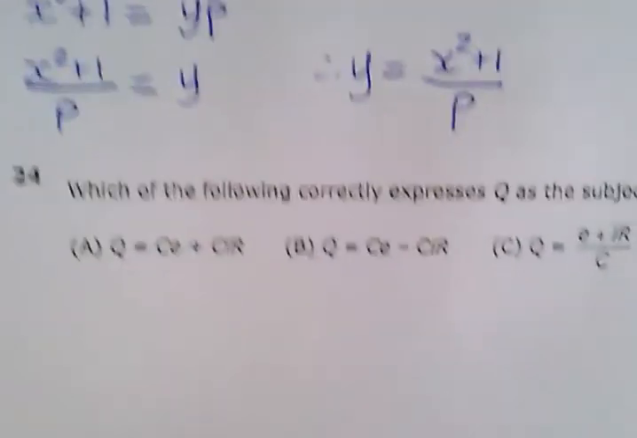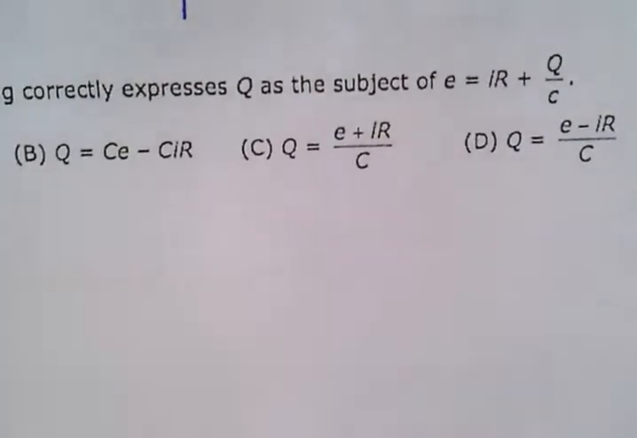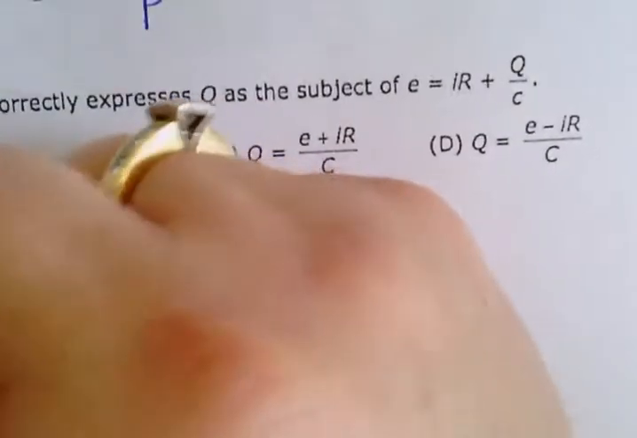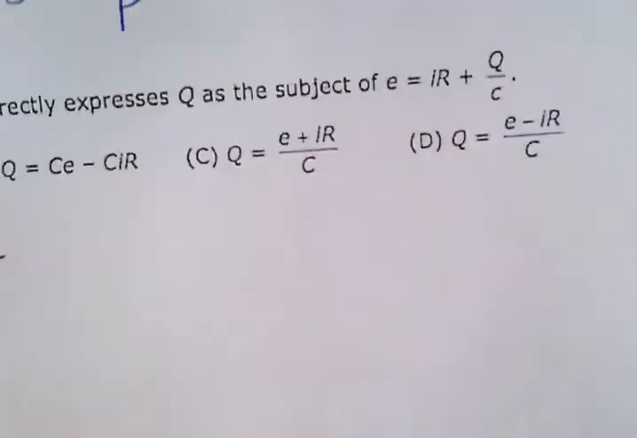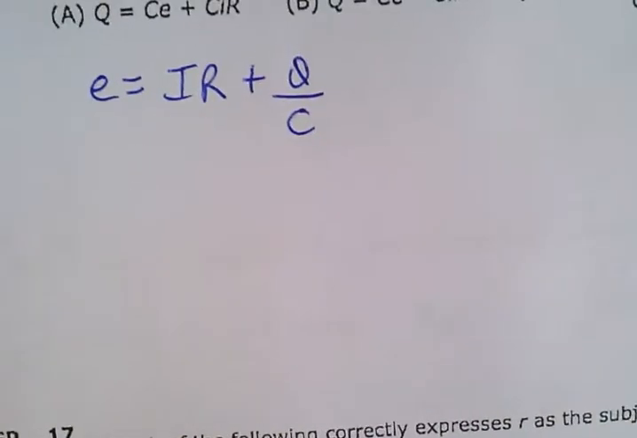Okay? All right, let's look at the next one. Which of the following correctly expresses Q as the subject of this formula? So I'm going to rewrite the question out. E equals IR plus Q over C. All right, I need to make Q the subject.